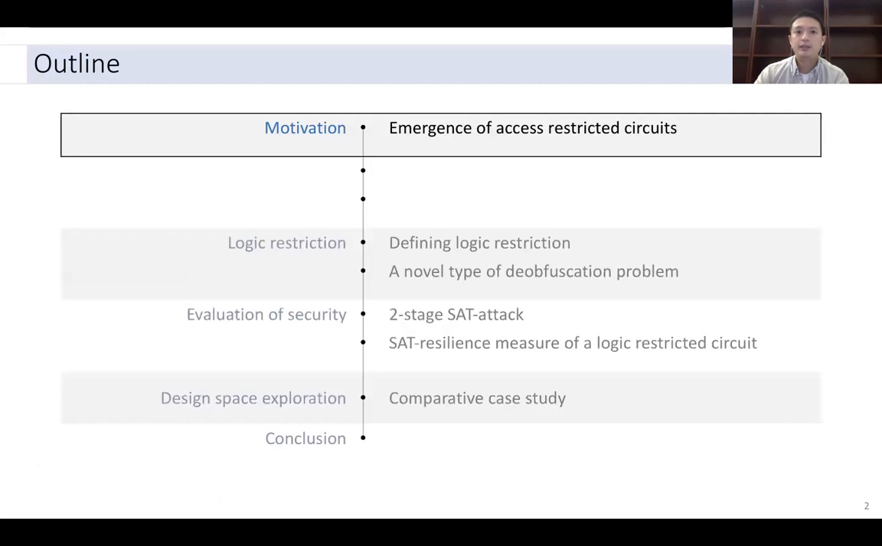There are three main things that I will talk about. First, I will define what a logic restricted circuit is like. Next, I will talk about how to evaluate the security strength of such a circuit. And third, we will take a look at some logic restriction schemes to illustrate that the design space for logic restriction is large and there is plenty of room for a new design. But first, we will have to do a quick review on the SAT attack and its resilience measure.